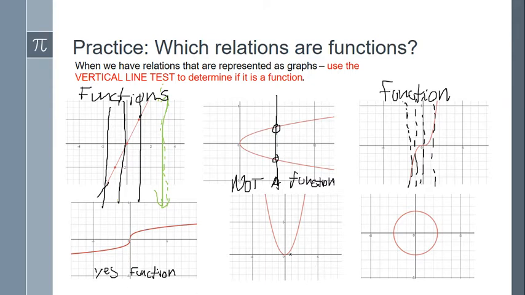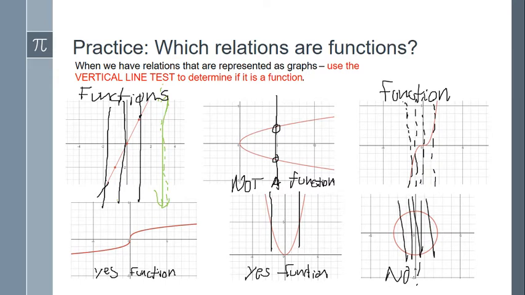How about this one? Again, yes, this is also a function. It does pass the vertical line test. Any vertical line I draw is only going to intersect this graph in one spot. And then finally, the circle is a clear no, not a function. I can draw many vertical lines that touch the circle in more than one spot.